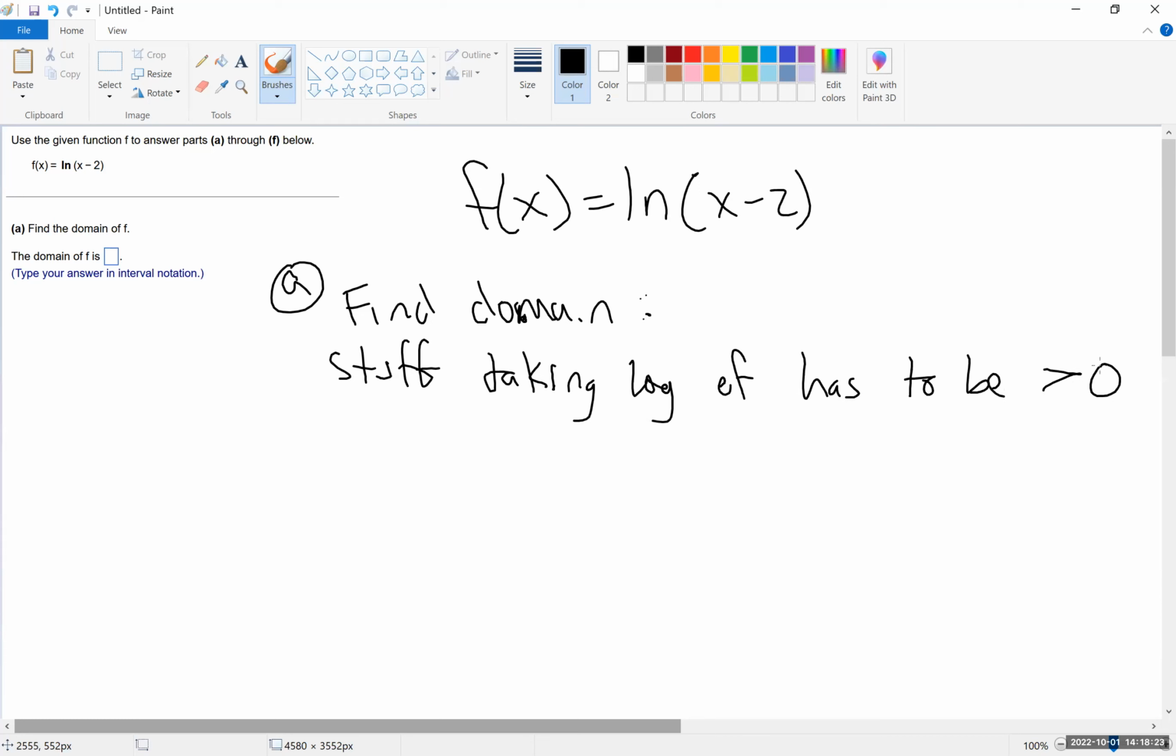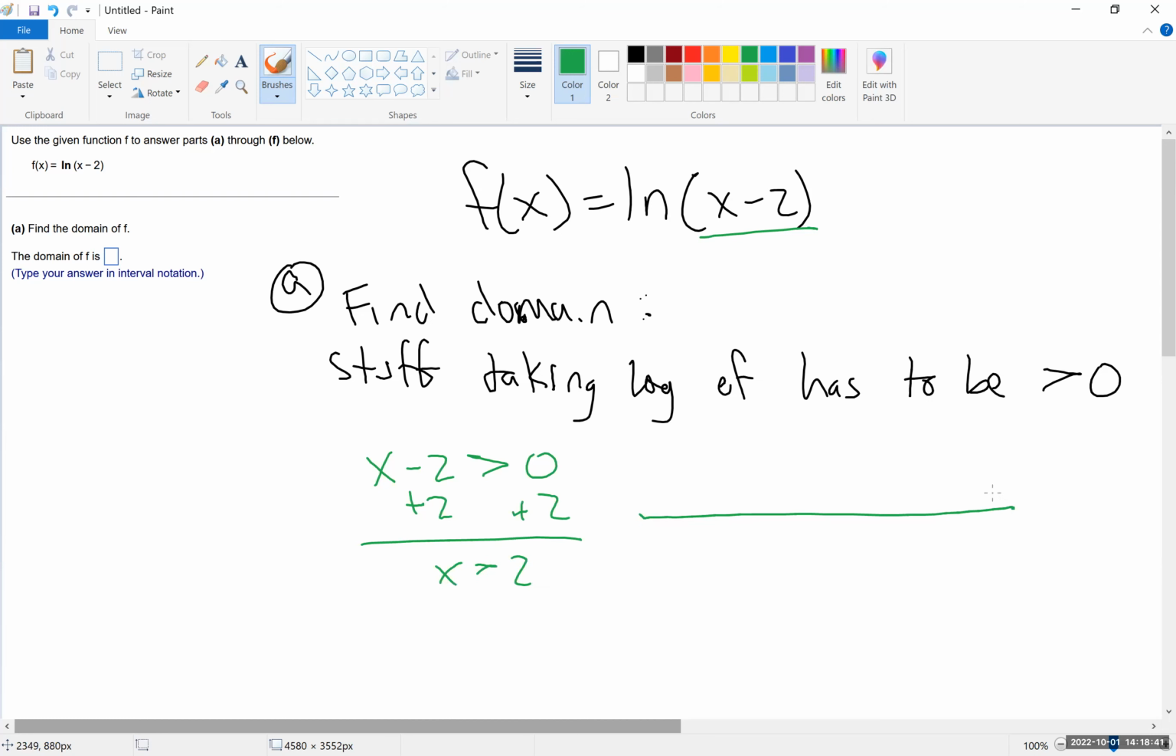So for us, what we're taking the logarithm of is x minus 2. That is what we have to set to be greater than 0, so x is greater than 2. And because it says enter your answer in interval notation, x is greater than 2 is not our answer. We need to put that on a number line. And on the number line, we're going to put 2, and the arrow points to the right.